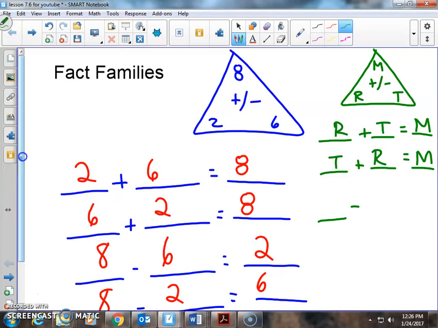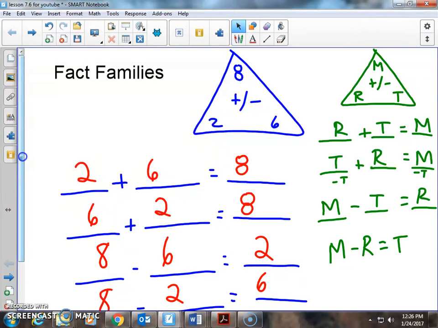And if we needed to make a subtraction sentence, let's see. Let's pretend I wanted to solve for R this time. I could subtract a T on both sides. Well, now this says M minus T equals R. And we also know that M minus R would equal T. And again, you might be confused. You might be saying, well, that doesn't make sense.